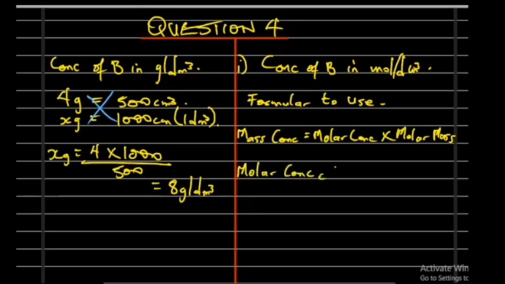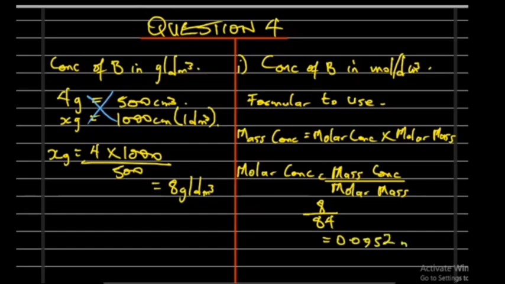Molar concentration equals mass concentration divided by the molar mass, and that is going to give us something that looks like this. 8 divided by the molar mass of our salt, which is 84. So 8 over 84, and that is going to give us 0.0952 moles per dm cube. So that is going to be the value of our B in moles per dm cube.